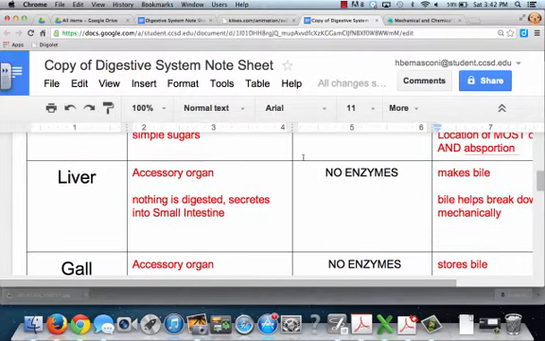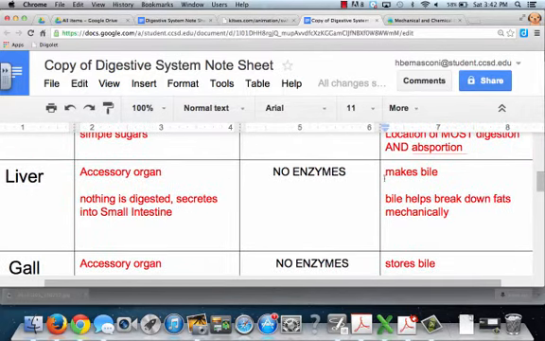Okay, a couple other structures we have to talk about. The liver, write down that it's an accessory organ. Accessory organs are organs that don't necessarily come in contact with the food, but they put something into the digestive system that the digestive system needs. So for example, we said that the liver makes the bile. It's going to make the bile and secrete the bile. So nothing is digested here. It just secretes the bile into the small intestine. Bile is not an enzyme, so it makes the bile, and the bile helps break down the fats mechanically because it's not an enzyme, so it didn't break it down chemically.